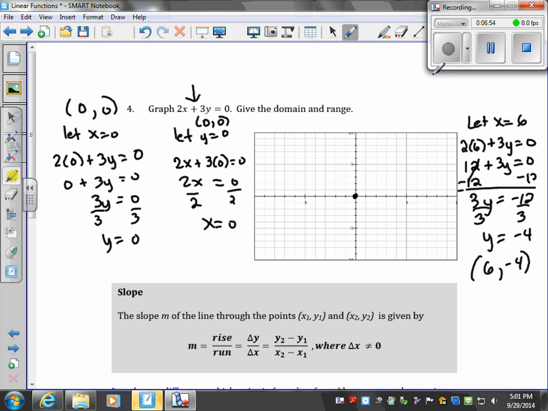So let's go over 6, down 4 here, and then we will draw our line as best as we can through that. And there's your graph of your equation. So we usually try to start with x and y intercepts, but in this case we needed another point because they were the same.